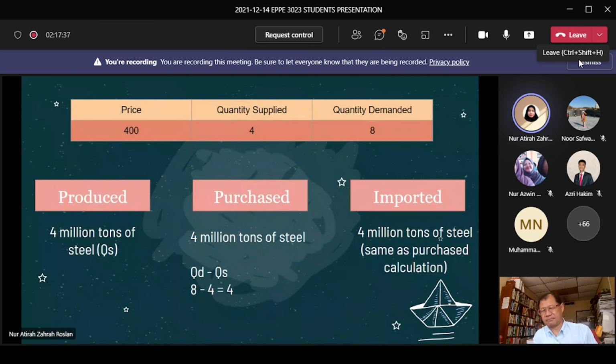Gila Keluli will purchase 4 million tons of steel from Stelia. This is because Gila Keluli's demand of 8 million tons of steel minus Gila Keluli's production of 4 million tons of steel. Same goes for imported steel. Gila Keluli purchases 4 million tons of steel, which means they will import steel from Stelia.